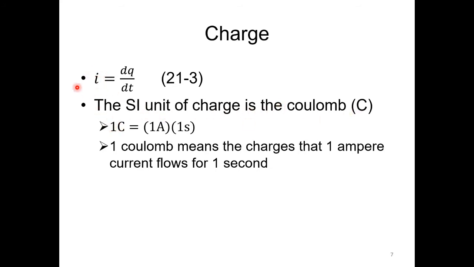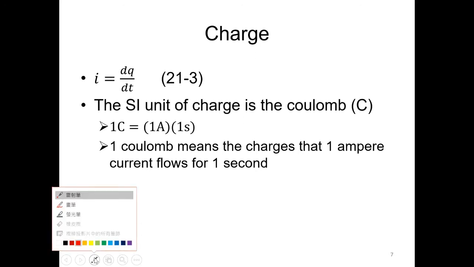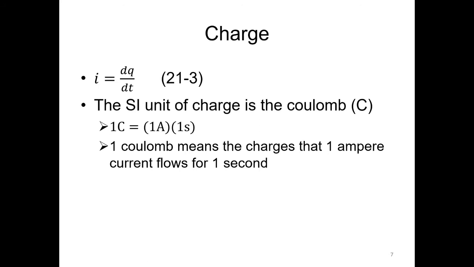And I is the current, which means the movement of charge is the current. So we take the time derivative of the charge, which is the current. The SI unit for the current is the ampere. So Q is in Coulombs, time is in seconds, and this is A.